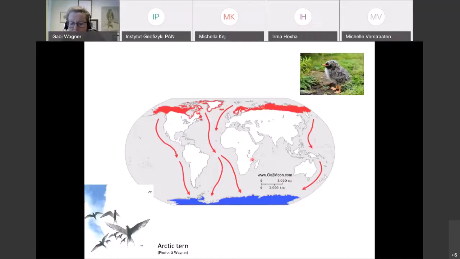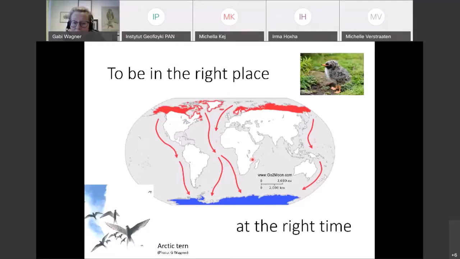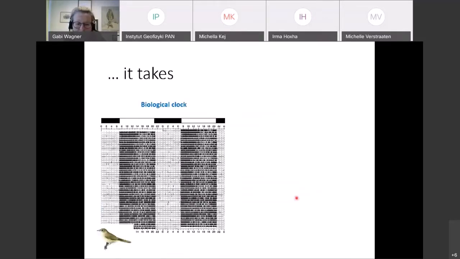So what does it actually take to be in the right place at the right time, to find the right food for their young ones, to find the right food to fatten up for migration, and to find all the right food along the way? And those are mostly three things. First of all, it takes a biological clock.